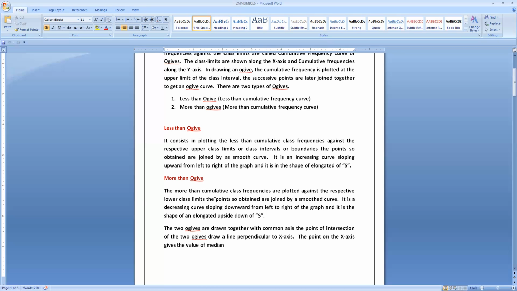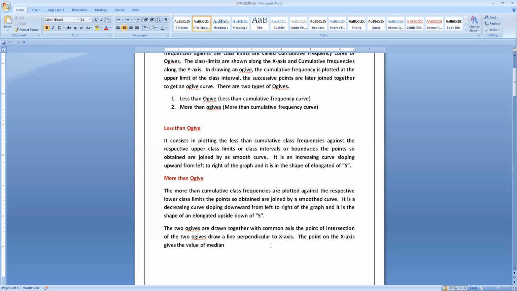And what do we mean by more than OG? In the more than OG curves, the cumulative class frequencies are plotted against the respective lower class limits. The points so obtained are joined by a smooth curve, and it is a decreasing curve sloping downward from left to right of the graph, and it is in the shape of an elongated upside-down S.